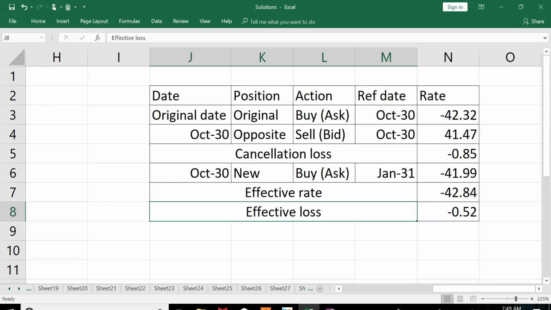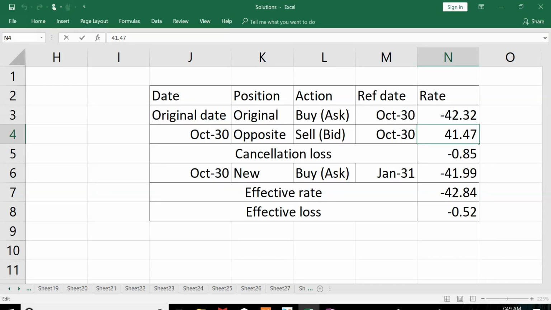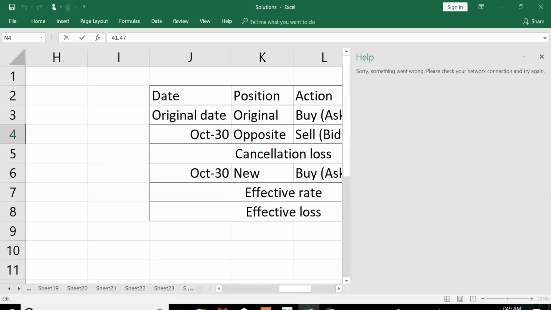Effective loss of 0. What is your effective rate you got? 94. The point is here you would have got a different rate, no? So effectively what is happening is there will be small rounding differences. Otherwise broadly the answer will match.